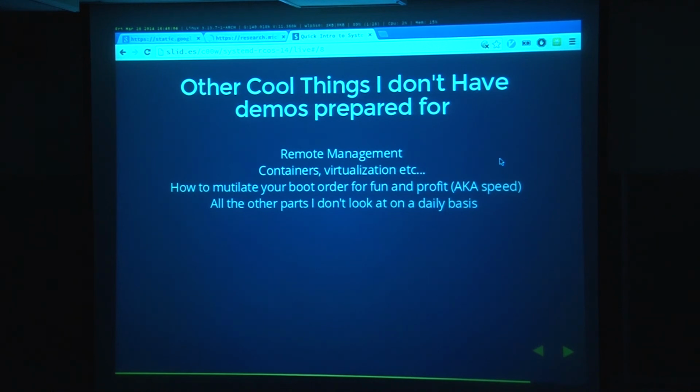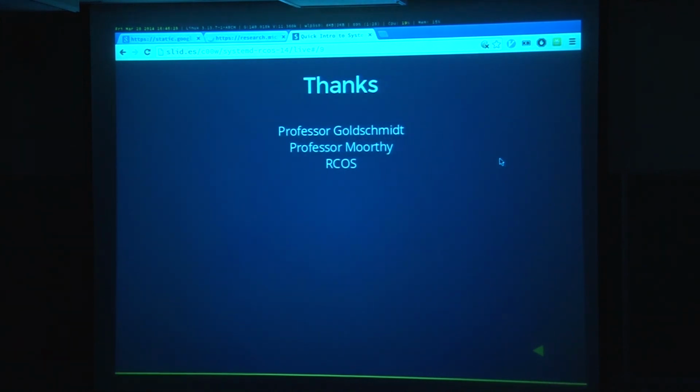If you're interested, I can tell you how to mutilate your boot order to make your machine boot in under 2 seconds. It's sketchy as heck, and it's sort of a miracle that it boots, but it does. And there's a whole bunch of other stuff that I don't look at on a daily basis that exists. If you're interested, you should read about it. So that's pretty much it. Thanks to the usual suspects. Are there any questions?